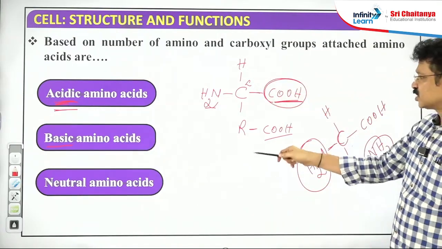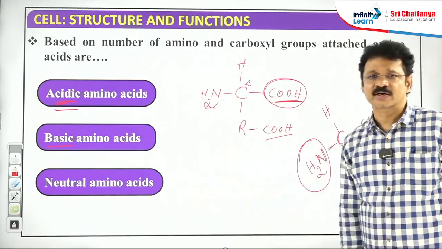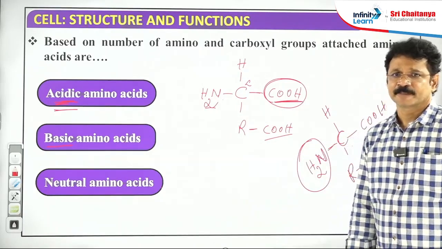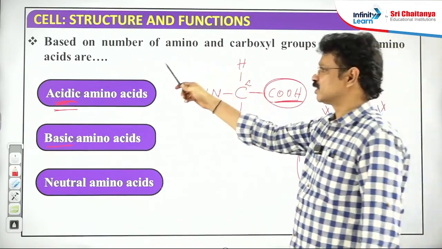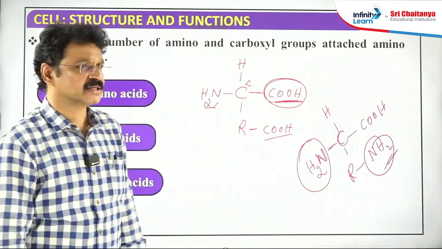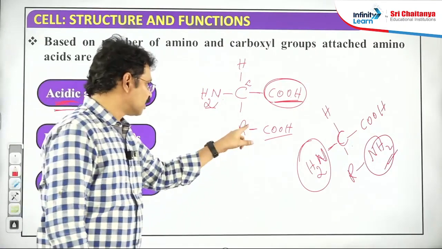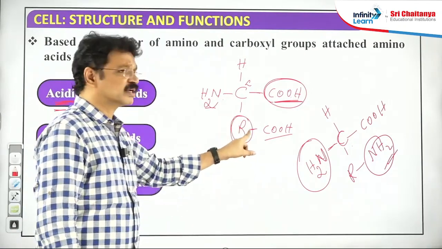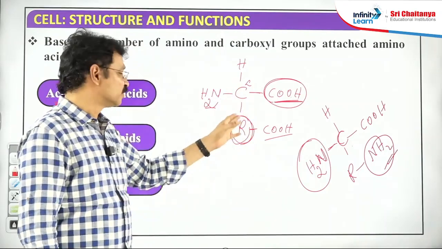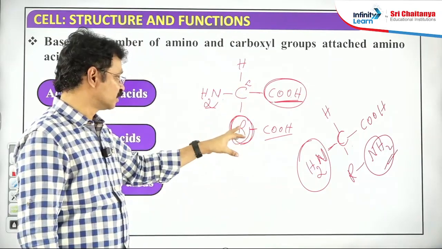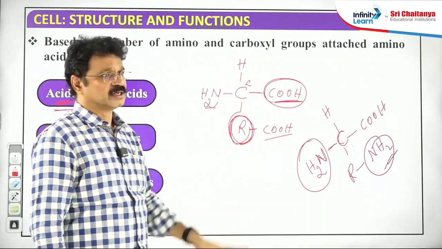If an amino acid consists of only one carboxyl and only one amino group, such are called neutral type. Based on the number of carboxylic groups and amino groups, amino acids are classified into mainly these three categories. One more category is also there. If the alkyl group is a ring compound, such as benzene, anthracene, or naphthalene type of chemical compounds, such are called aromatic amino acids.